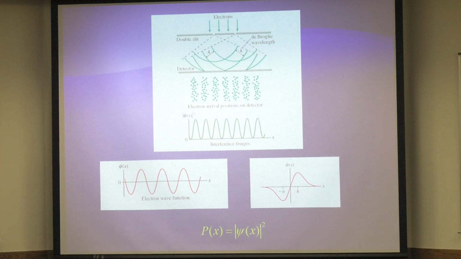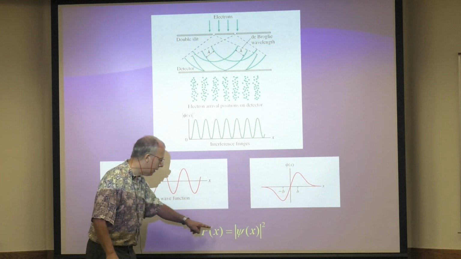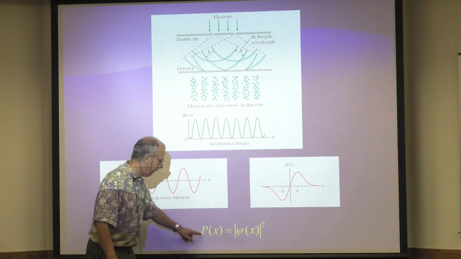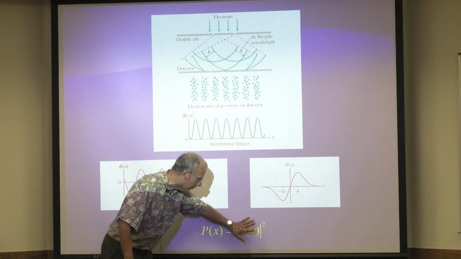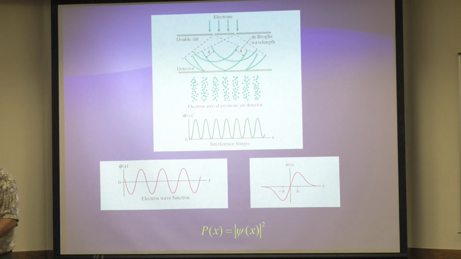But remember, all we care about is this, because the probability density, the probability per length, where the particle is, per length, is equal to the wave function squared. This is the fundamental thing. Wave function squared. Don't forget that.